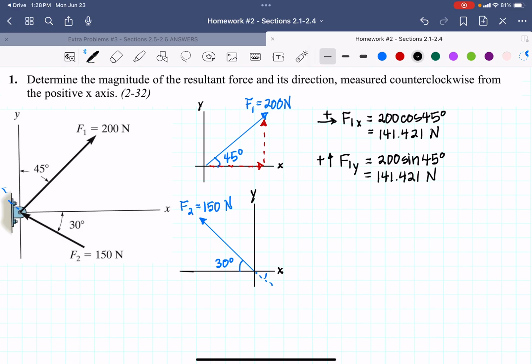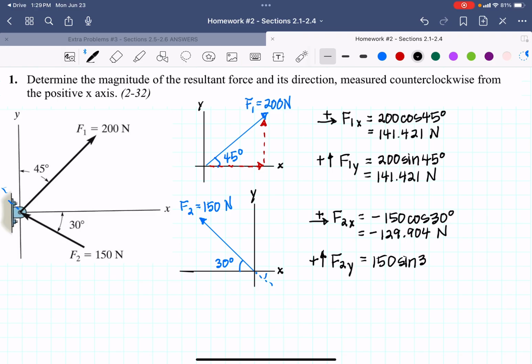So to break this one into its components, first I'm going to do the x components. Assume to the right is positive. F2 of x, so it's negative because it's to the left. 150 times the cosine of 30 degrees, which equals negative 129.904 newtons. And my y component is going up, so it is positive, and it is going to be 150 times the sine of 30 degrees, which equals 75 newtons.